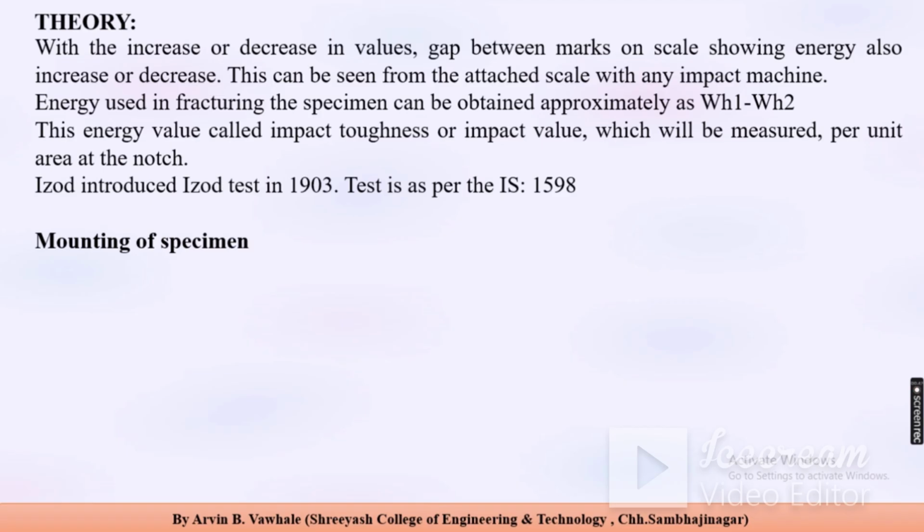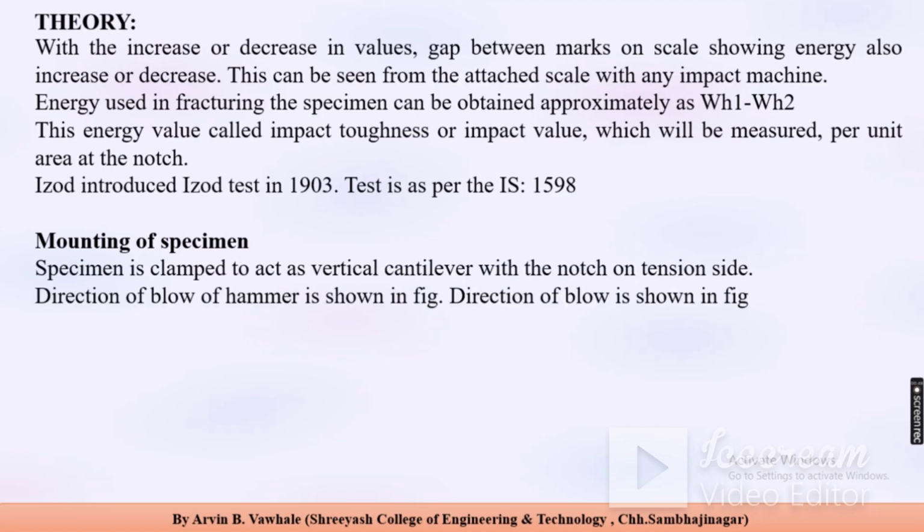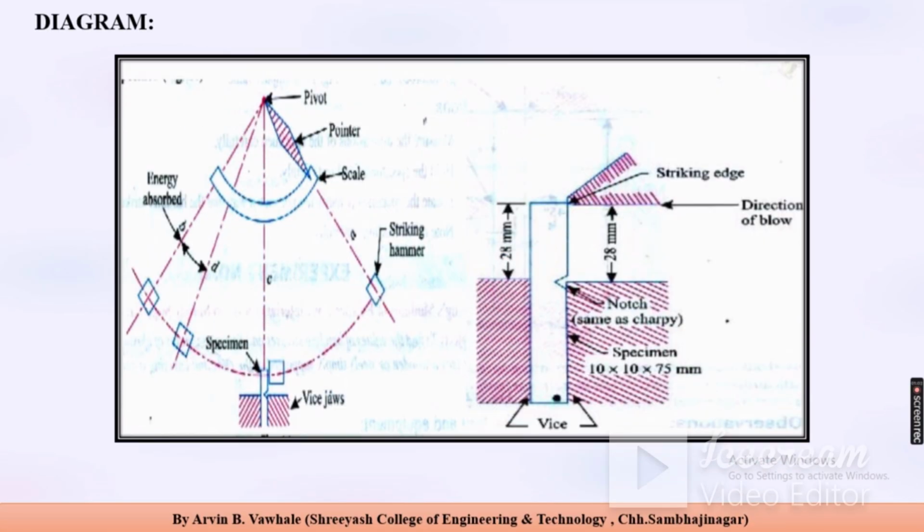Mounting of specimen: the specimen is clamped to act as a vertical cantilever with the notch on the tension side. The direction of blow of the hammer is shown in the figure. This is the diagram, in which the direction of blow of the hammer is shown.